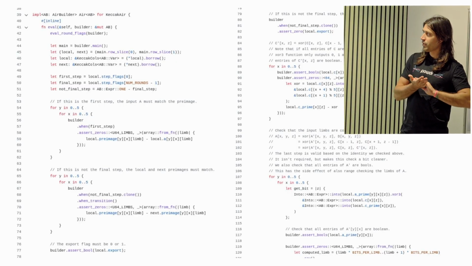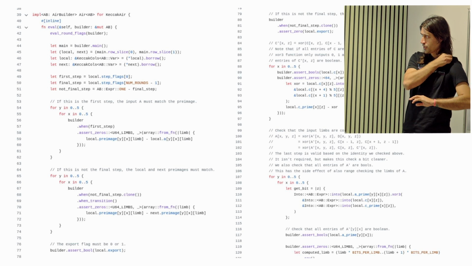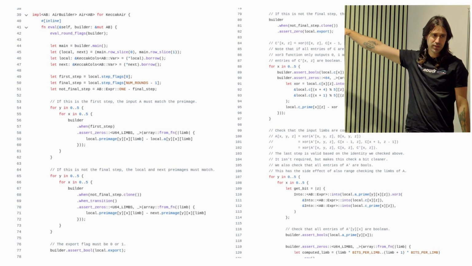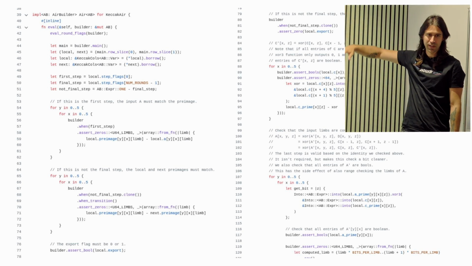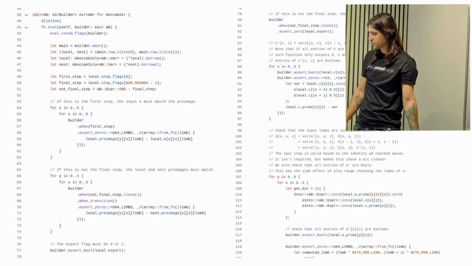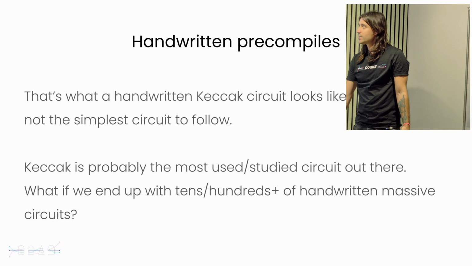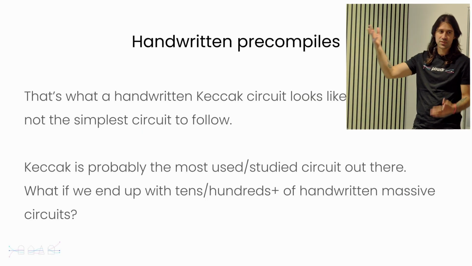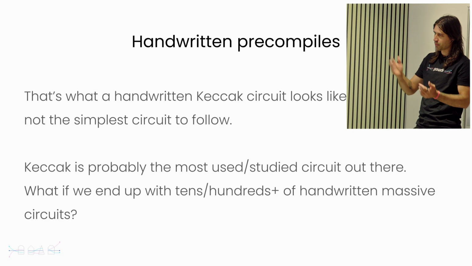This is what the Plonky3 Keccak-specific circuit looks like. This is only a part of it. There's hundreds of lines more of code. It's a lot of code. It's not super easy to read. And yeah, it was handwritten, so a couple humans probably wrote that.